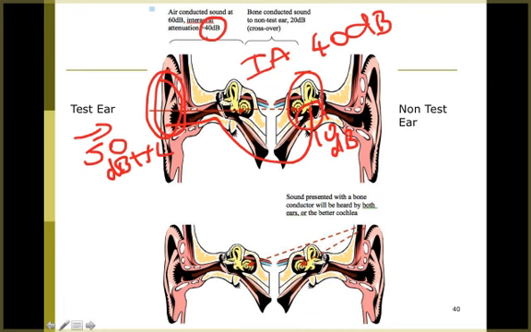But let's say this person has a unilateral hearing loss. He's got hearing within normal limits in the non-test ear, but let's say he's got a severe loss in the test ear. In other words, because of his hearing loss, he's not going to be able to hear sounds less than 70 dB.